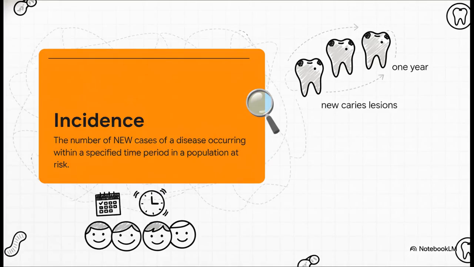So let's break that down a bit more. Incidence is all about new cases. It tells us about the risk of someone developing a condition over a certain period. A classic dental example would be, say, the number of new cavities that pop up in a group of 12-year-olds over the course of a year.